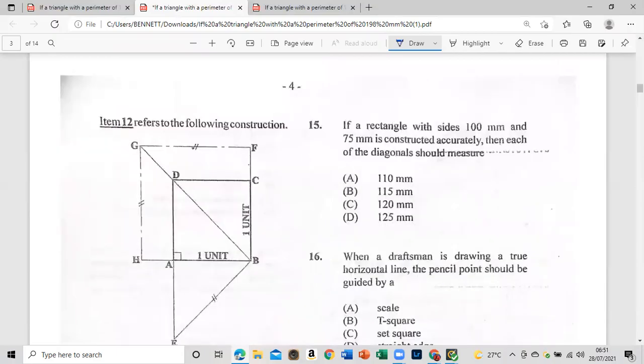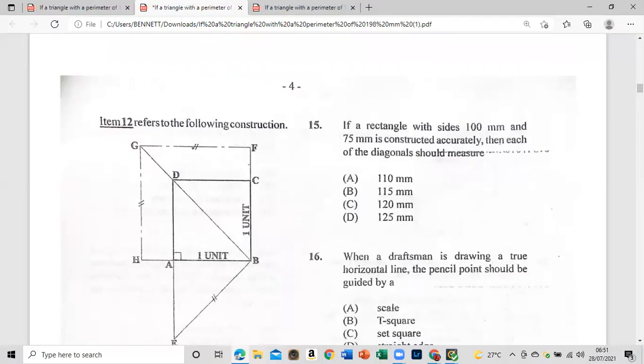Big up on yourself. If a rectangle with sides 100 millimeters and 75 millimeters is constructed accurately, then each of the diagonals should measure. Oh, guys, you know, you could use the Pythagoras theorem and do this, right? Now I'm bringing too much maths and stuff, but definitely you could do that.